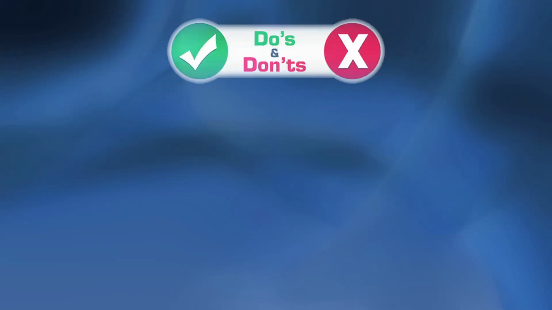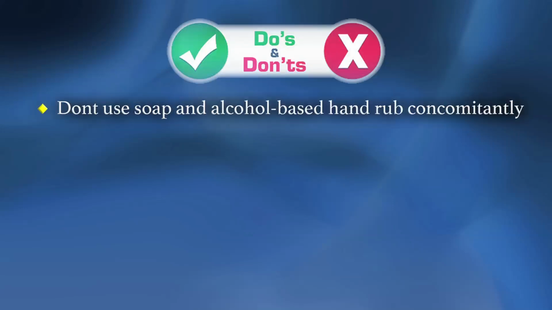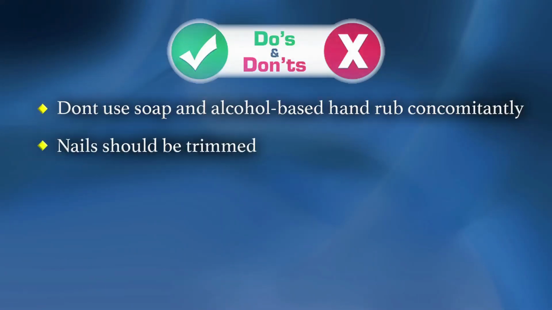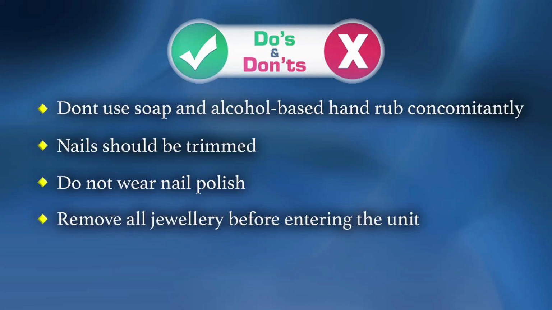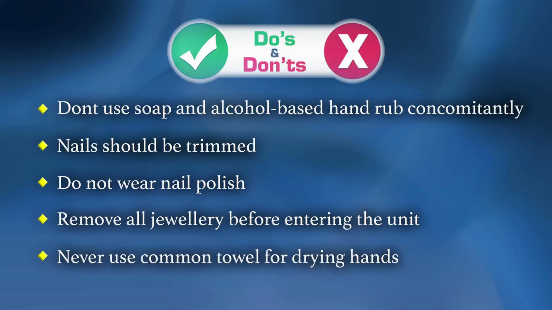Some important steps to be remembered are: soap and alcohol-based hand rub should not be used concomitantly. Nails should be cut. Do not wear a nail paint. Remove all jewelry, that is rings, watches and bracelets before entering the SNCU. Never use common hanging towel for drying the hands.